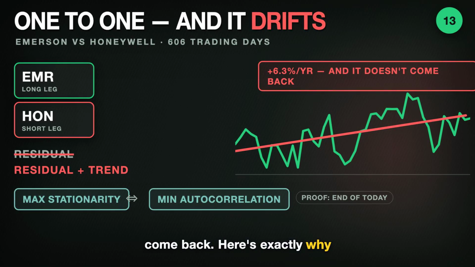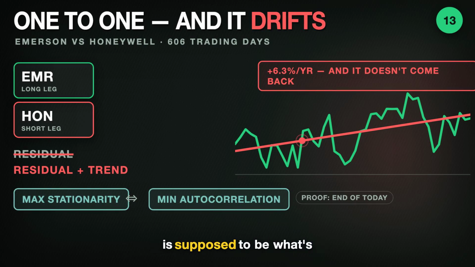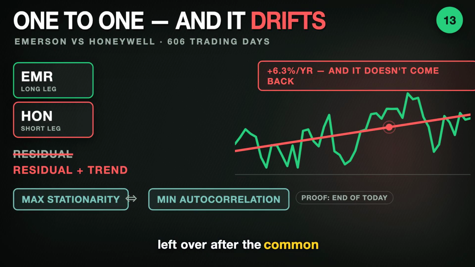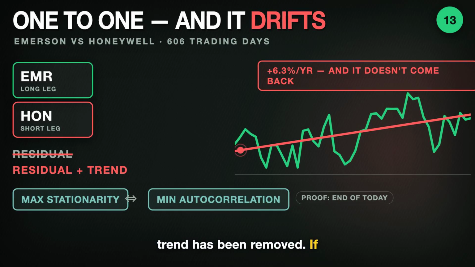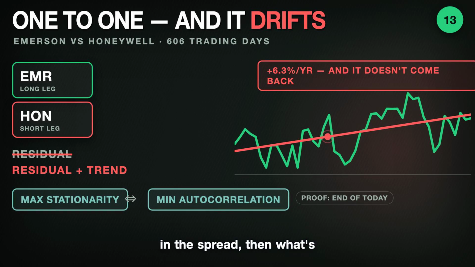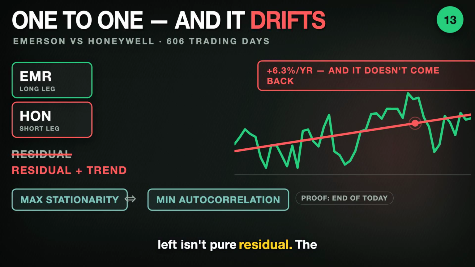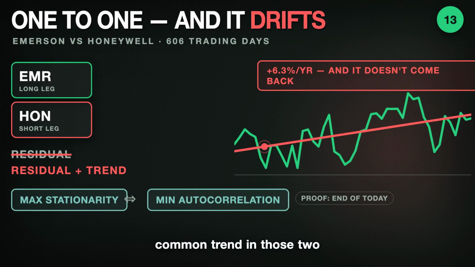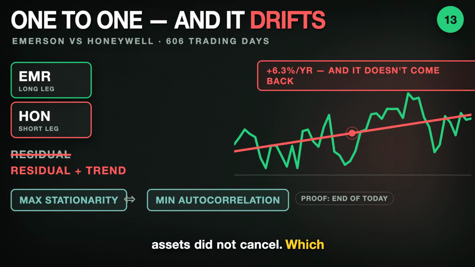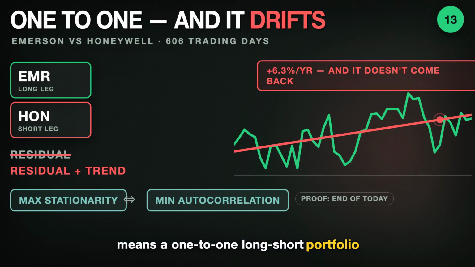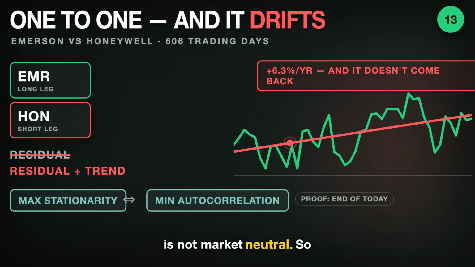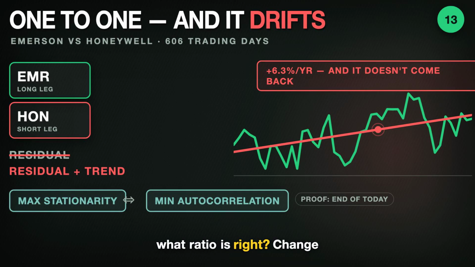Here's exactly why that's a problem. The spread is supposed to be what's left over after the common trend has been removed. If a trend is still sitting in the spread, then what's left isn't pure residual. The common trend in those 2 assets did not cancel, which means a 1-to-1 long-short portfolio is not market neutral. So what ratio is right?